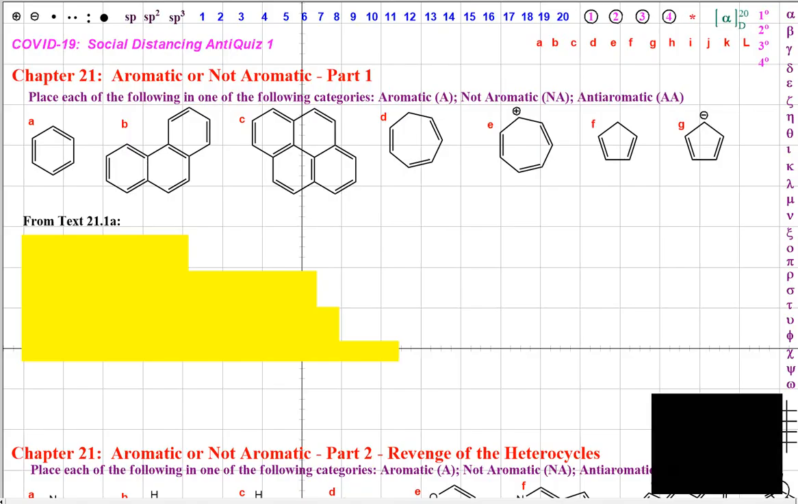Chapters 21 and 22 both deal with the concept of aromaticity. Aromatic compounds have unusual stability even though they possess many pi electrons. For a molecule to be aromatic, as we will see in the textbook, it must have several criteria met.